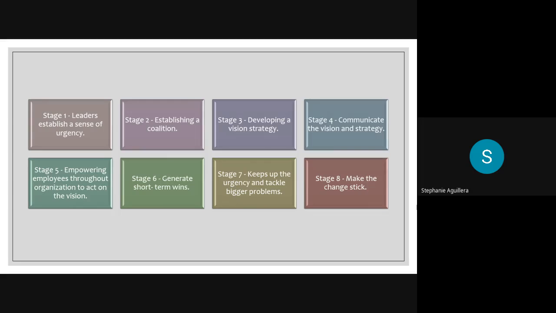Stage 6. Generate short-term wins. Leaders plan for improvements and enable them to happen. It celebrates employees who were involved in that improvement. Major change takes time, and the transformation effort will lose momentum if there are no short-term accomplishments that employees can recognize and celebrate. Stage 7, keep up the urgency and tackle bigger problems.